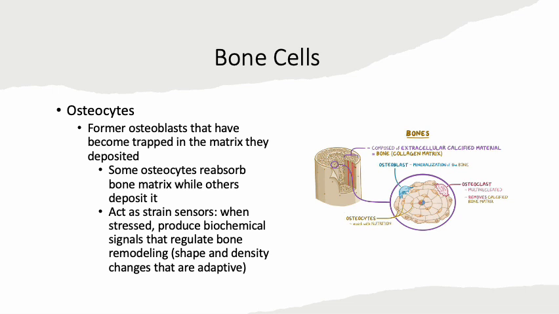They can't get out. Some of them get stuck, some of them get reabsorbed. They can act as strain sensors. So when stressed, they can produce signals that regulate bone remodeling. As stress is applied to bones, your bones can remodel, and we'll talk about that towards the end of the lecture. They can act as bone remodelers, but usually they are just trapped osteoblasts that got stuck in the bony matrix when the bone was being built.